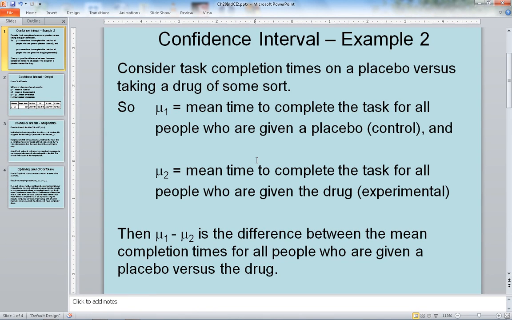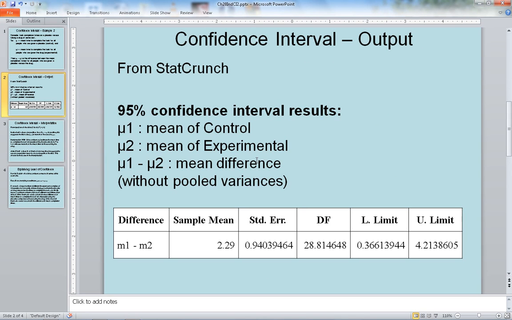So here's the output from StatCrunch, and you can tell that it's a 95% confidence interval where the first group was the control group, so those are the ones who had the placebo. The second group is the experimental, or the ones who had the actual drug. And then what we're estimating is mu1 minus mu2, and we're doing it without the pooled variances in estimating the mean difference.